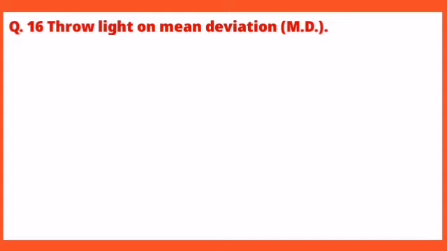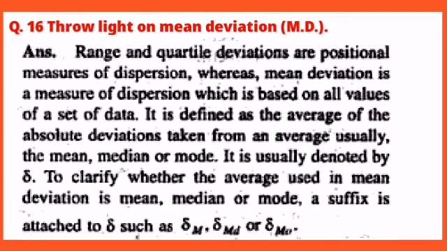Question 16. Throw light on mean deviation, or MD. Answer. Range and quartile deviations are positional measures of dispersion, whereas mean deviation is a measure of dispersion which is based on all values of a set of data. It is defined as the average of the absolute deviations taken from an average, usually the mean, median, or mode. It is usually denoted by sigma. To clarify whether the average used in mean deviation is mean, median, or mode, a suffix is attached to sigma, such as sigma MD, or sigma m.